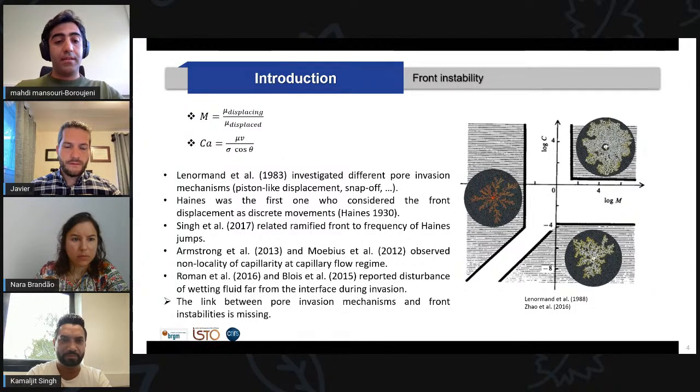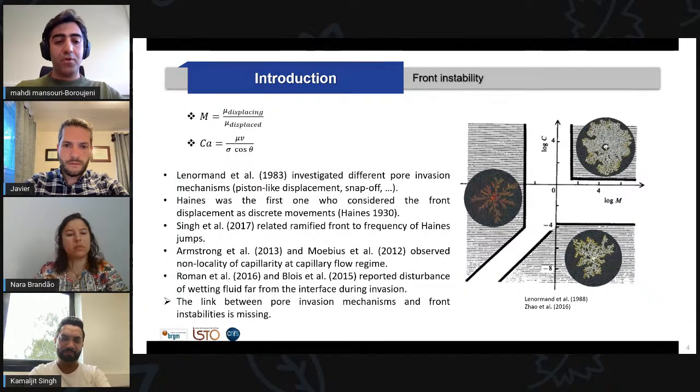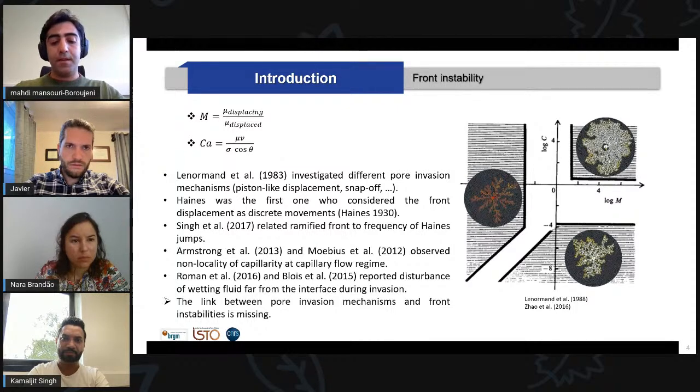Roman et al. and Blue et al. reported the disturbance of the wetting fluid far from the interface while the invasion was happening. In all the previously mentioned works, the link between the pore invasion mechanisms and the front instability is still missing. In all the previous works, the porous medium is very complicated and pores are very well connected, so that if we observe any instability, it's very difficult to relate it to a specific phenomenon happening in the porous medium.